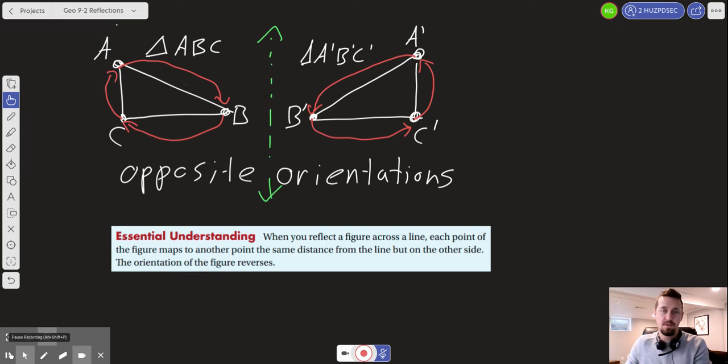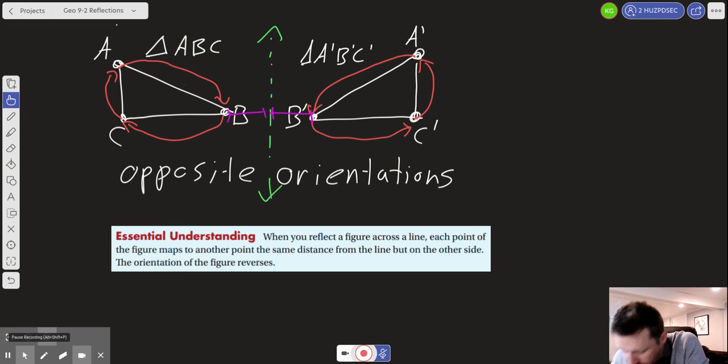So, our essential understanding for today is that when you reflect a figure across the line, each point of the figure maps to another point the same distance from the line. So the distance from B to the line and B prime to the line, those are the same distance, but on the other side of the line, and the orientation of the figure reverses.